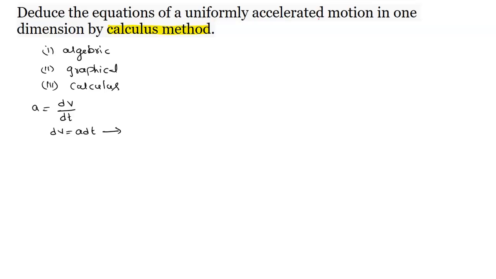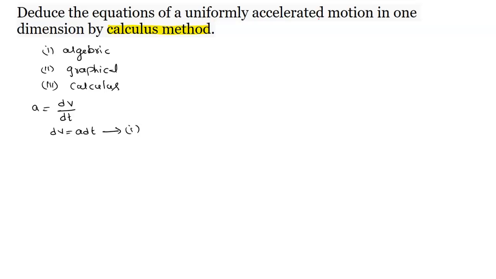according to the definition of acceleration, acceleration is equal to the rate of change of velocity. The rate of change of velocity is called acceleration. We rearrange the equation by cross multiplication to get dv is equal to a into dt. It is taken as equation number 1.